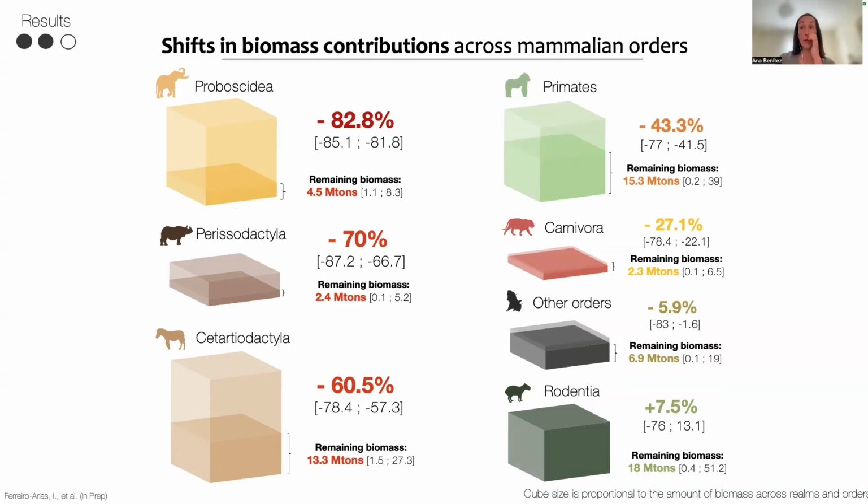And what is really striking here is that rodents actually have a biomass increase. They are kind of becoming more abundant. Now their share of the total biomass of mammals is becoming larger. The problem is that they're not really compensating for the full biomass, or the whole biomass we had in the past. So what's going on spatially?